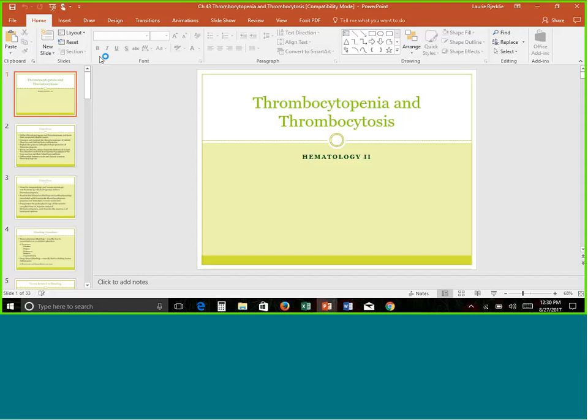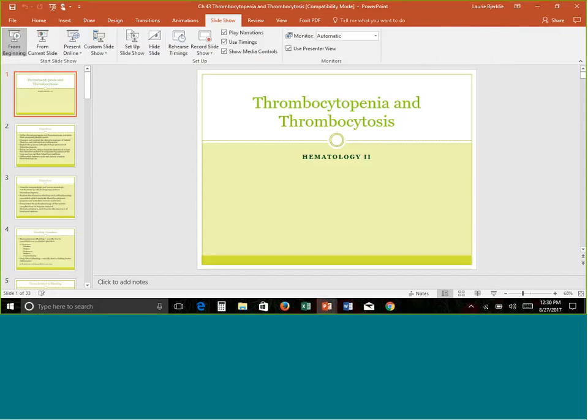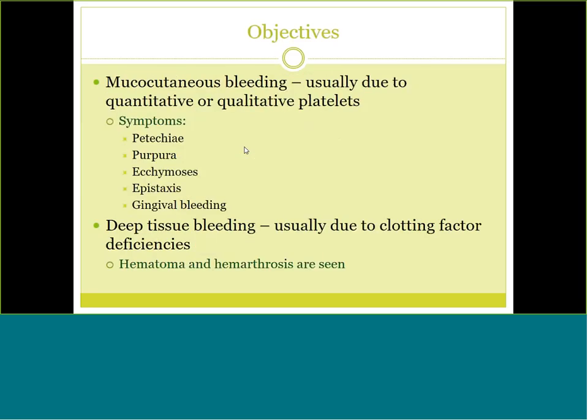All right, so the first step is going to be a PowerPoint on thrombocytopenia and thrombocytosis. I'm just going to skip through the couple objective slides for now.